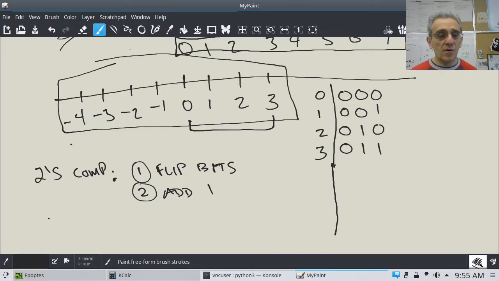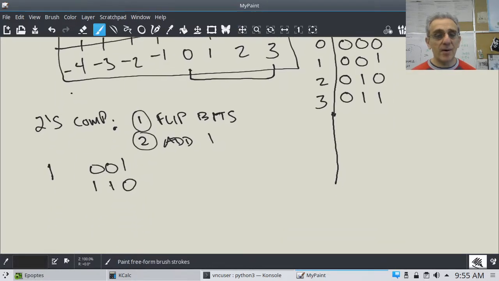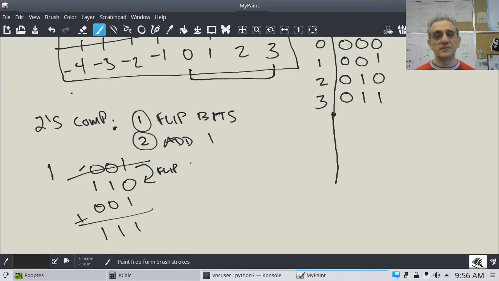In order to get negative one, first we start with positive one, which is 0, 0, 1. Then we flip the bits, which becomes 1, 1, 0. So that was the flipping the bit part. And then we add one. You add them, not this whole thing, just these two. Going from here to here was the flip, and now we're adding one, and the answer is 1, 1, 1. So that means this is equal to negative 1. Let's put it down. Negative 1 is 1, 1, 1.